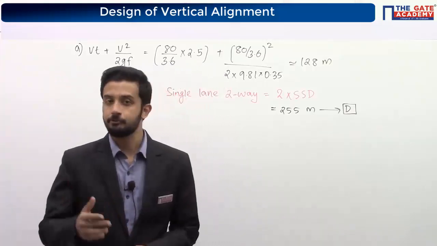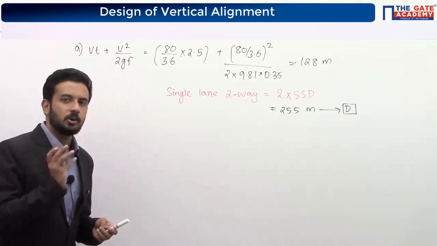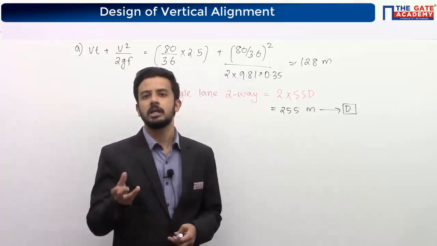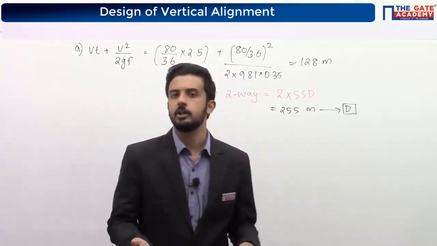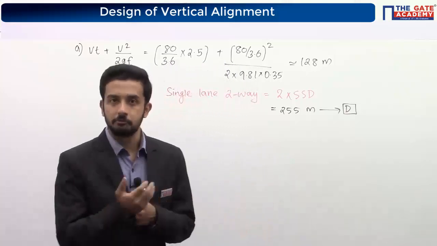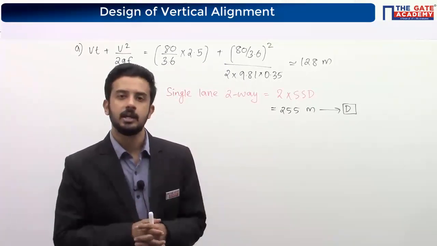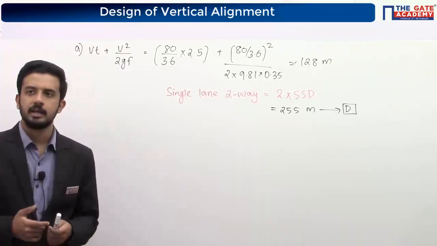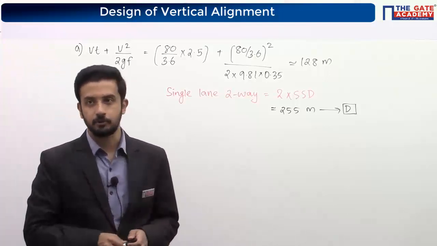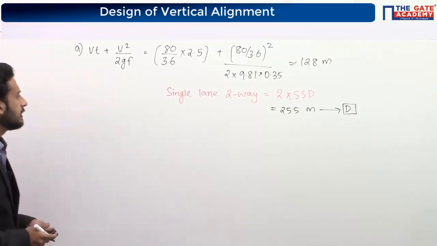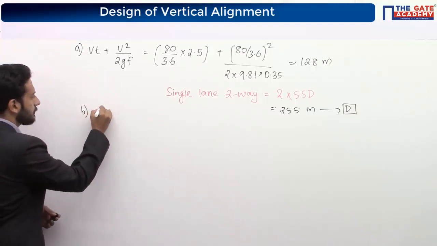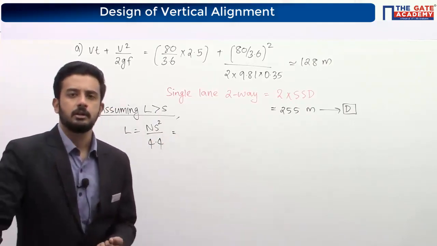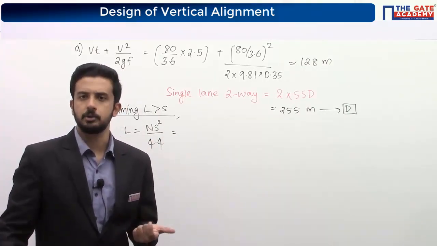NS square by 4.4 you can use now, because they have not given the h value, capital H value, the height of the driver's eye. They have not given the obstruction height, 0.15 meter. If they are not giving, we have to assume those values as per IRC. If you are using those standard values, we have one ready-made formula, NS square divided by 4.4. Check how much you are getting. This is why I told you to remember this formula also. No need to substitute 1.2 and 0.15.